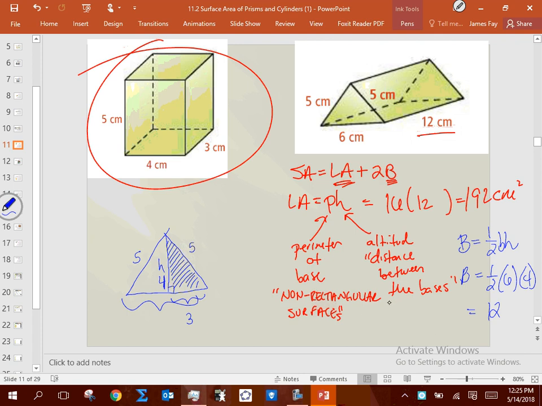Okay? So now, when I go surface area being LA plus 2B, you now know LA was 192, and you know B was 12. So I'll take 2 of those, and that multiplies together to be 24. Add to 192, I get 216. Okay? A lot of different sub-problems to generating that 216.